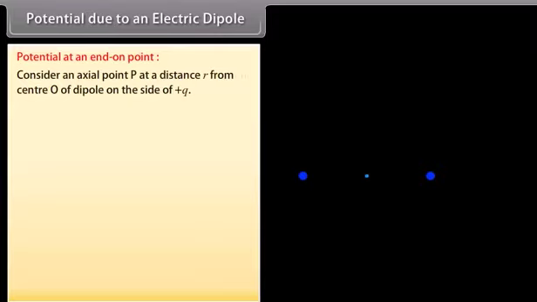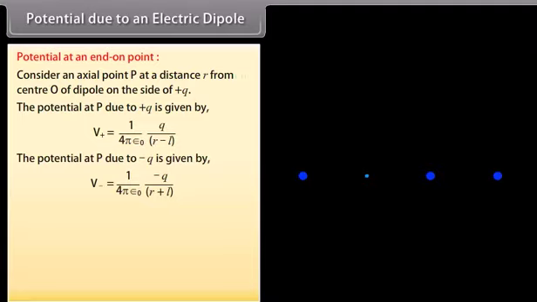Consider an axial point P at a distance r from center O of dipole on the side of +q. The potential at P due to +q is given by V positive equals 1 upon 4 pi epsilon naught multiplied by q upon (r minus l). The potential at P due to minus q is given by V negative is equal to 1 upon 4 pi epsilon naught multiplied by minus q upon (r plus l).